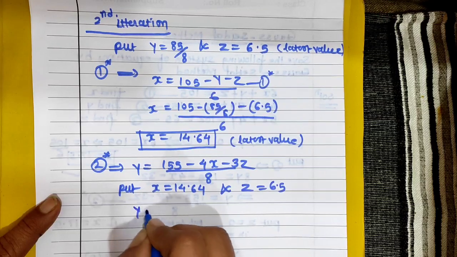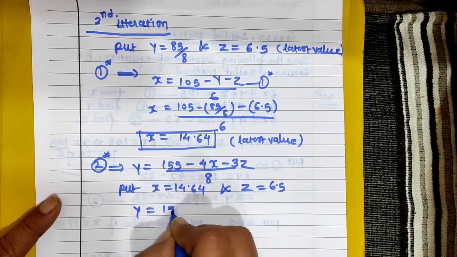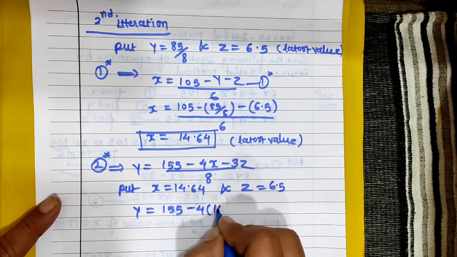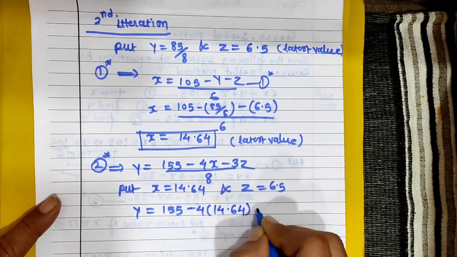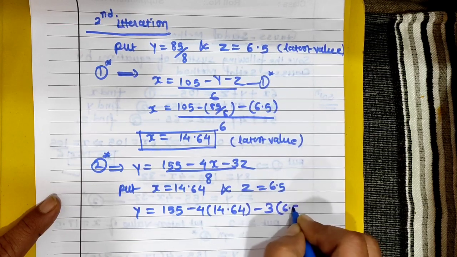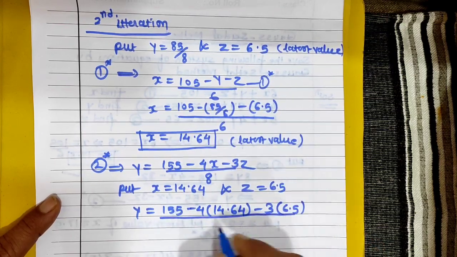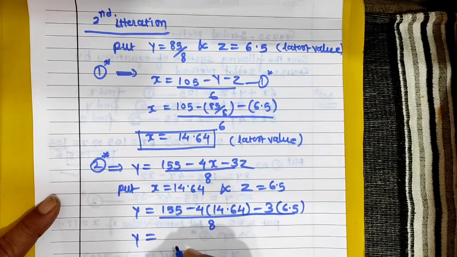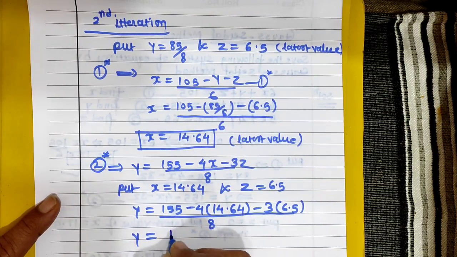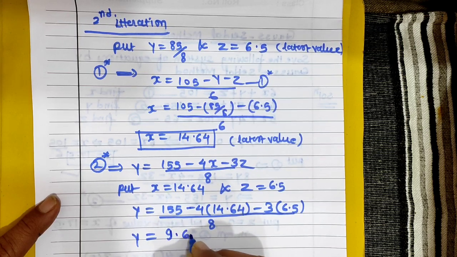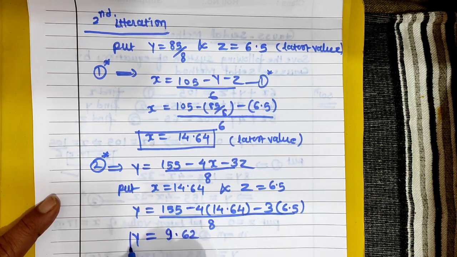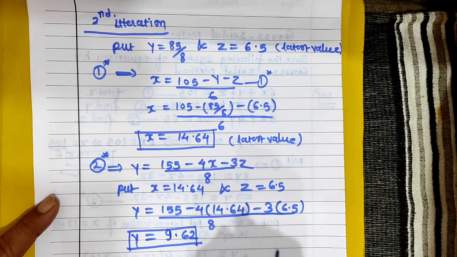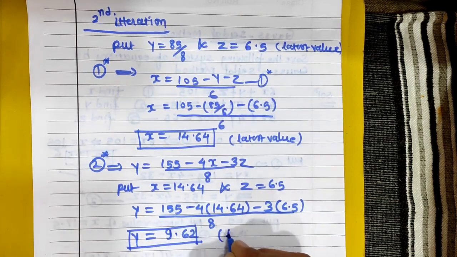Then we got y as 155 minus 4 into 14.64 minus 3 into 6.5, divided by 8. If we use the calci and do the calculation, so we got the answer as 9.62. Now this is our latest value of y. Okay, this is the latest value of y.